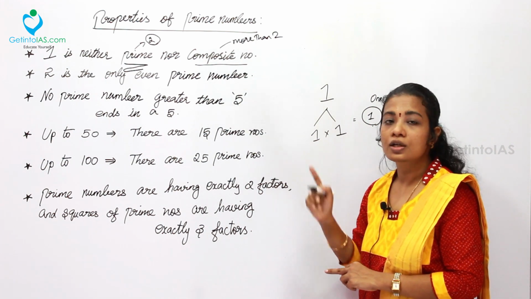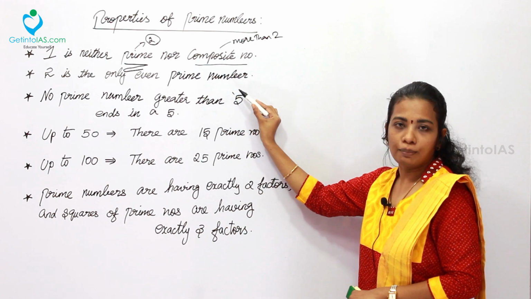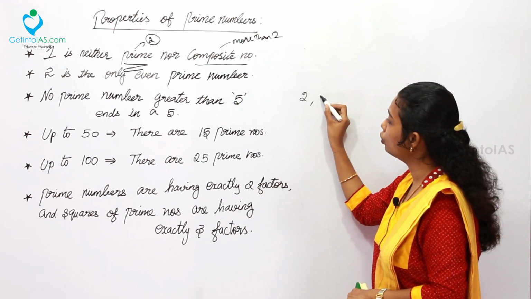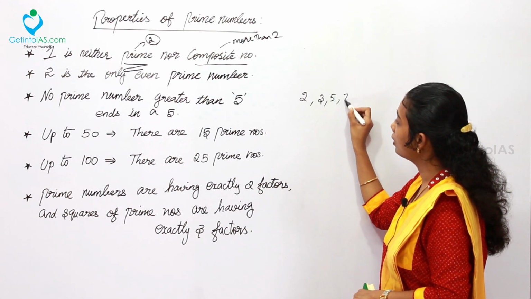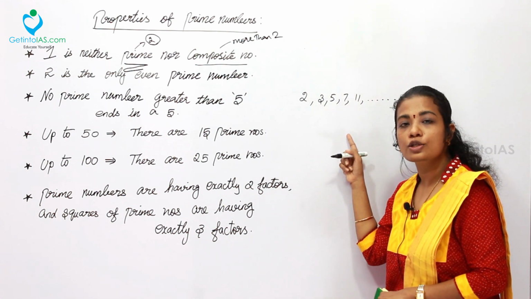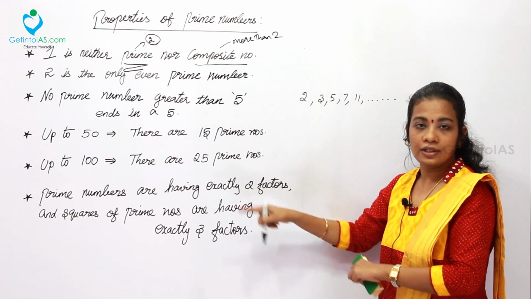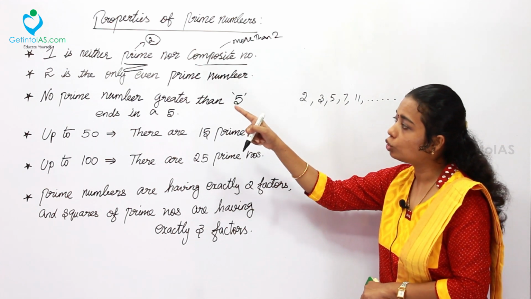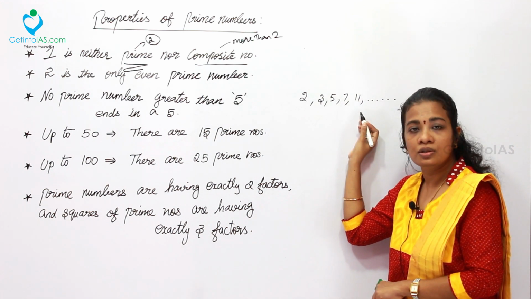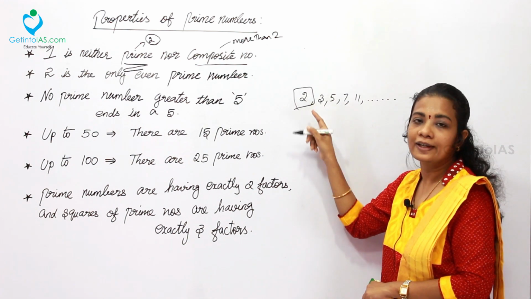Let's move on to the second property. 2 is the only even prime number. While moving on to the prime number section, we have 2, 3, 5, 7, 11 and so on as the series of prime numbers. We are going to learn about this in detail later. First, let's see the property. It is stated that 2 is the only even prime number. So, in the prime number series, you could find that the only even number present is 2.